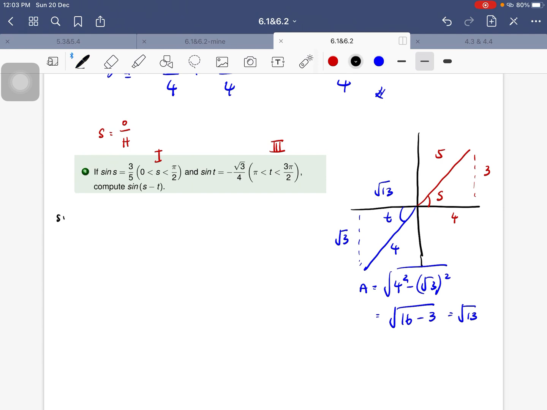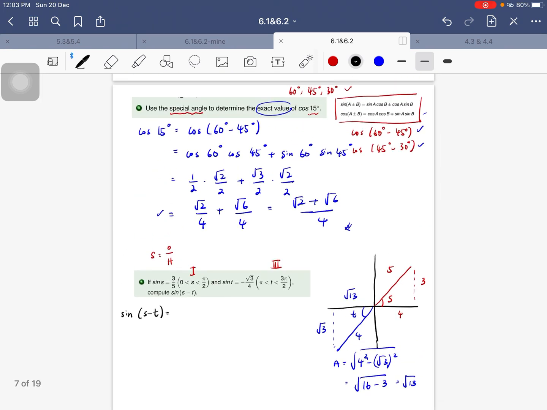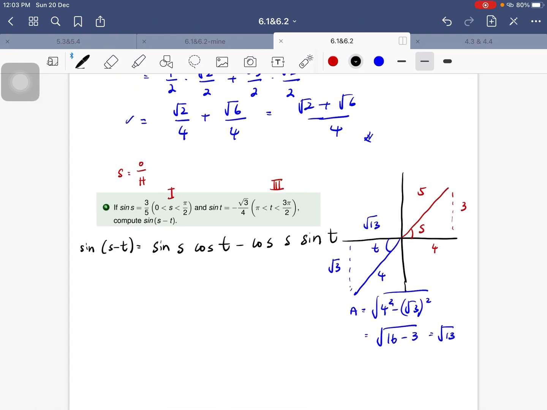Okay, so now that we have all this information, I'm going to apply the formula. What is going to be sine of S minus T? According to the formula that we have at the top, it's going to be sine of S cos of T. I'm using the formula at the top for sine. And when I have minus, on the other side it is going to be minus as well. And then I'm going to have minus cos of S and sine of T. So it's going to be the inverse of what I had previously.